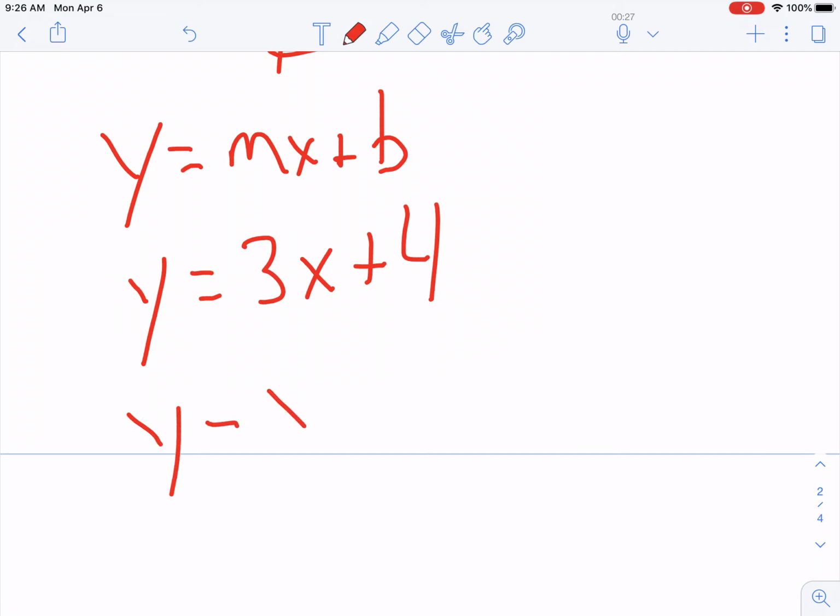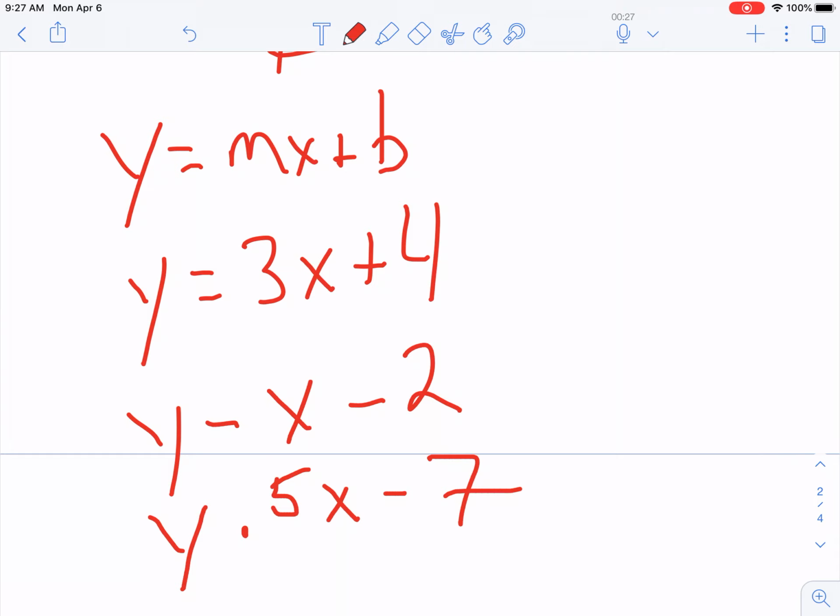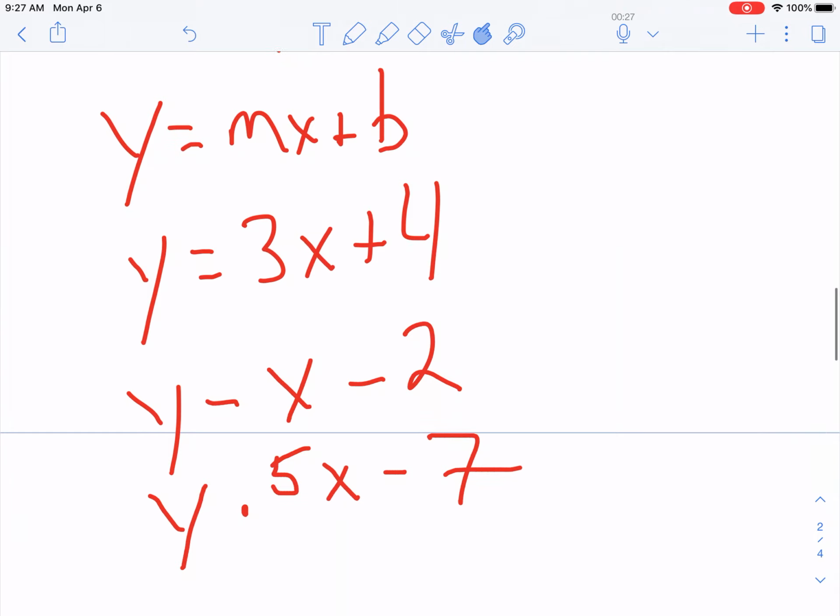Y equals negative x minus 2 is a linear relation. Or y equals 0.5x minus 7 is a linear relation. Okay, and now I'm going to show you some examples of what linear relations don't look like in equation form.